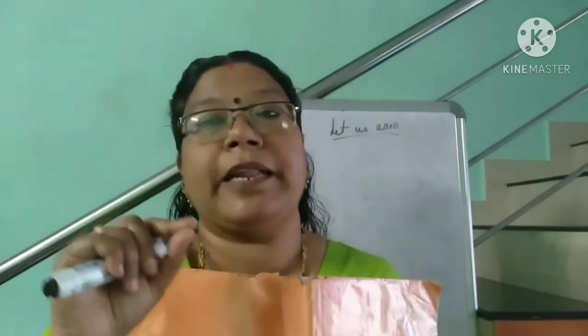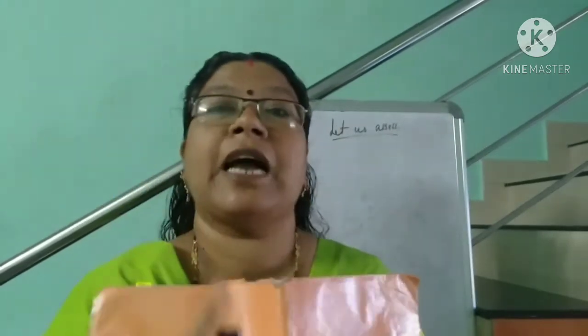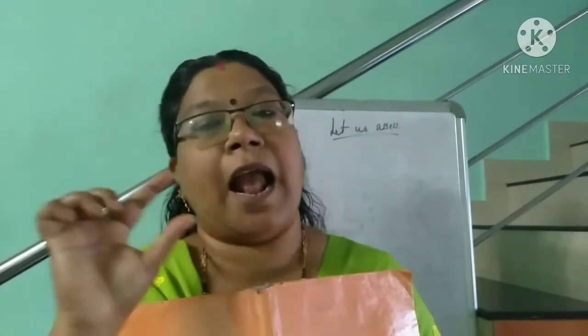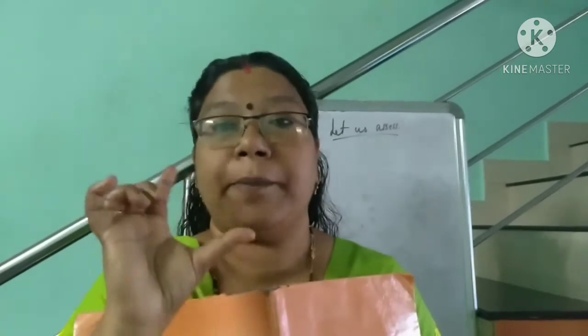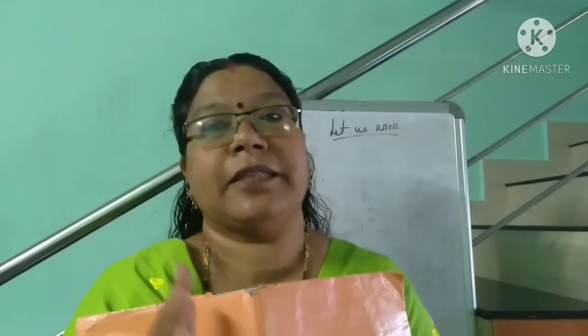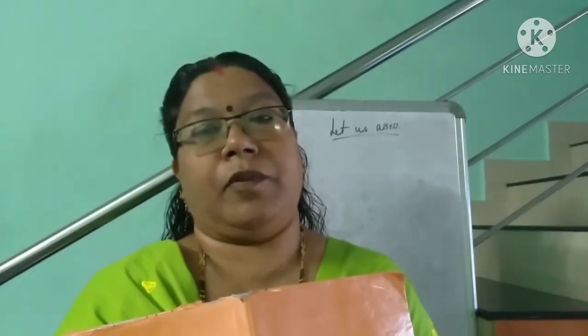So what is the focal length here? 8 cm. So the maximum distance between the teeth and the mirror to obtain an erect enlarged image of the teeth should be 8 cm. That is, within 8 cm, the teeth should be placed in front of the mirror. So I think the answer is clear for you.